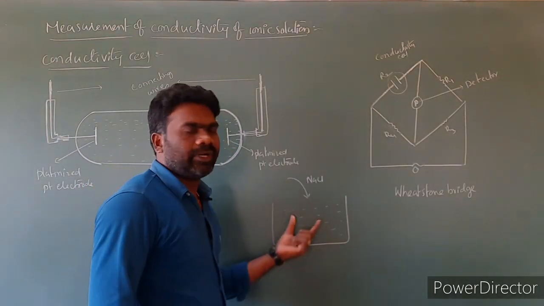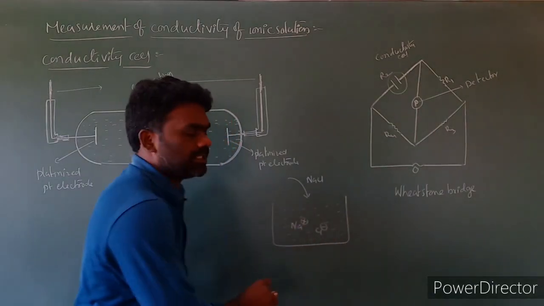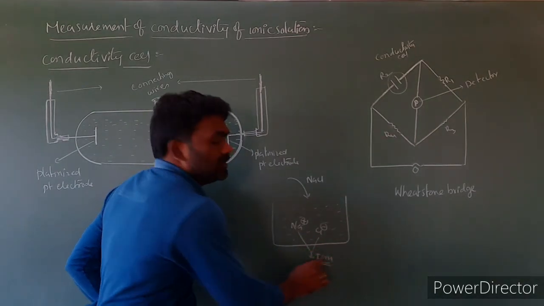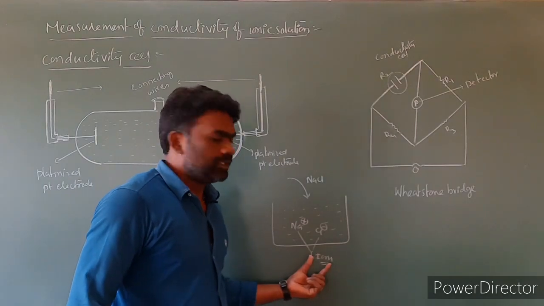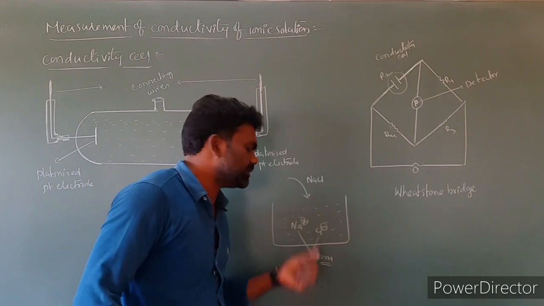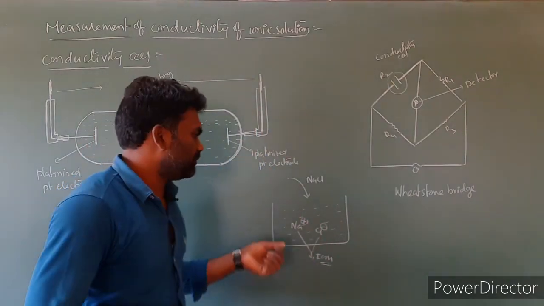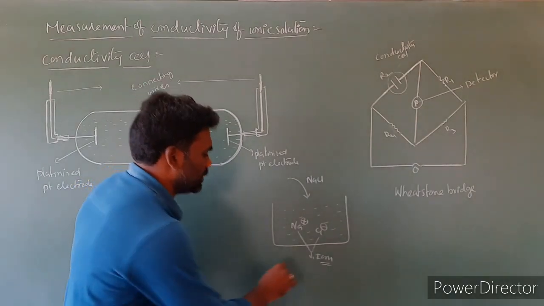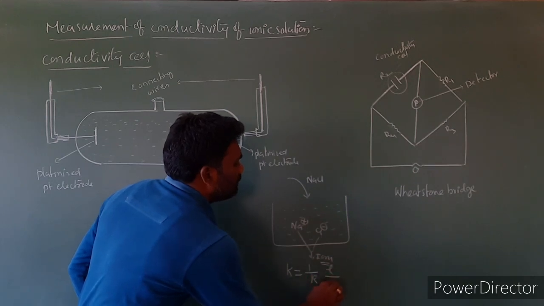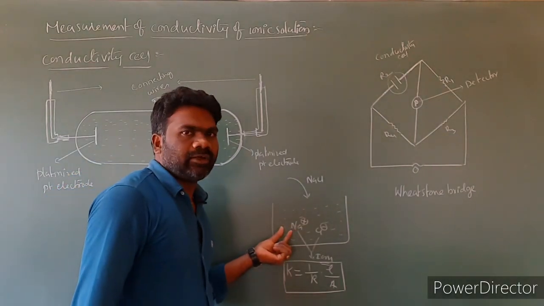Whenever the electrolyte is added to the water, it will dissociate into Na+ ions and Cl- ions. It will give positive ions as well as negative ions. The conductance of electricity is due to the ions present. The conductance of electricity by ions present in the solution is called electrolytic conductance or ionic conductance. So we have to find out the conductivity of this solution. We have to use the formula K = (1/R) × (L/A).